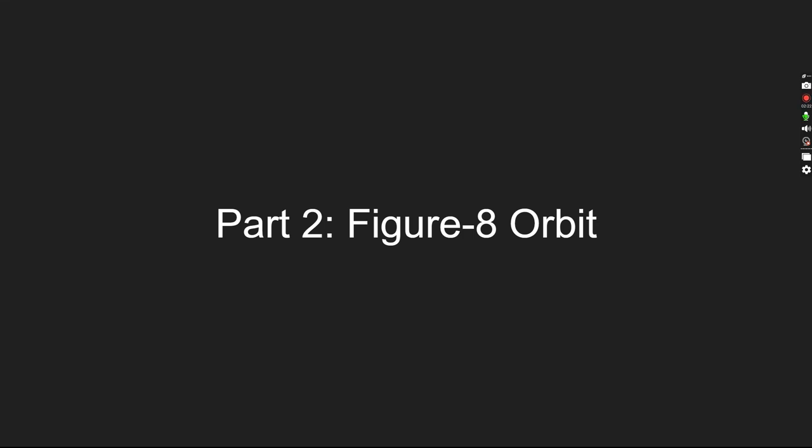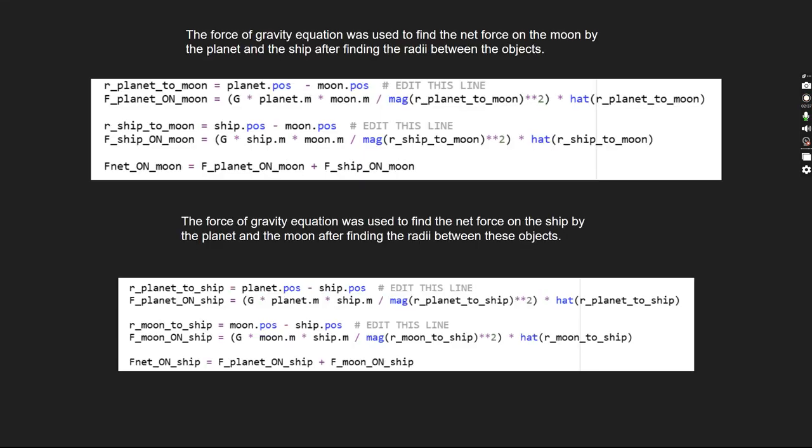Okay, so for part 2 of the lab, the main objective was to manipulate the initial velocity of the ship to create a figure-8 orbit around the planet and the moon. In this case, the system is the ship, the planet, and the moon.